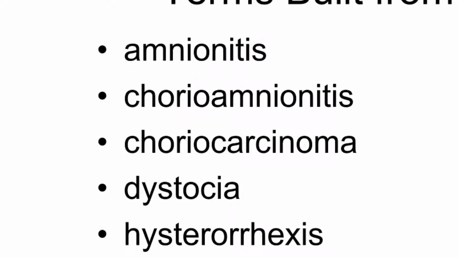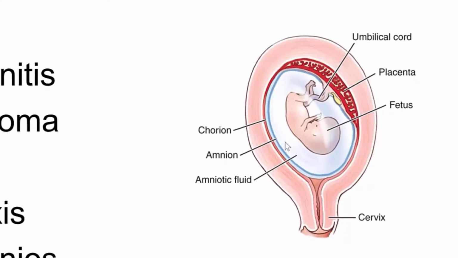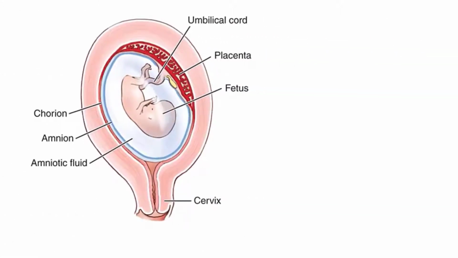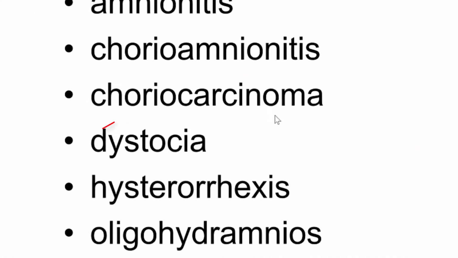Remember, the chorion is the outside, the amnion is the inside, and then the amniotic fluid is the fluid that's inside of the placenta. So that amnion, the amniotic layer of the placenta, is what's being inflamed in this case. And then of course we see the chorioamnionitis. That would be an inflammation of both the chorion and the amnion. Choriocarcinoma would be a cancerous condition, oma, carcino, and chorio of the chorion.